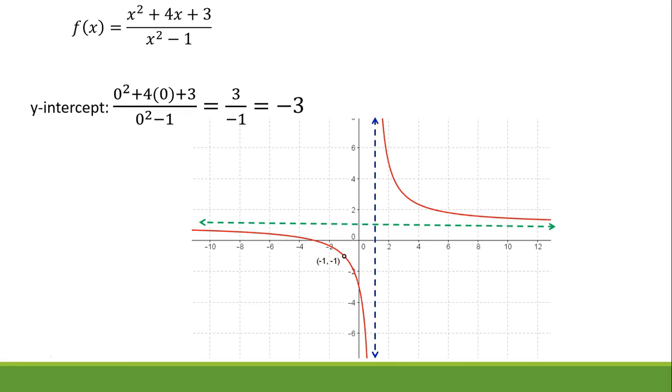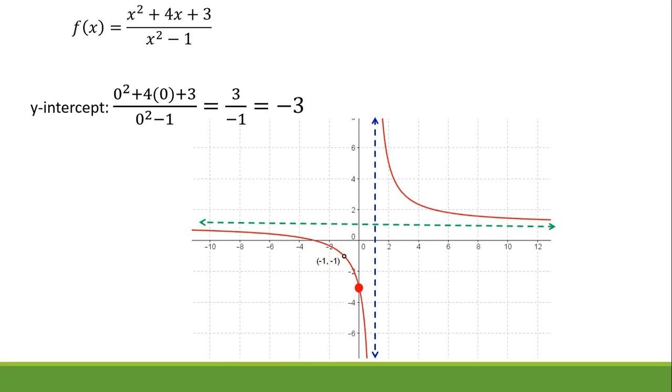Now we'll look at a couple of other things on this graph. One is finding the y-intercept. A y-intercept happens when x is 0. So if we substitute 0 in for all of the x's, we'll get a -3 back out for y, which means the point (0, -3) is the y-intercept.